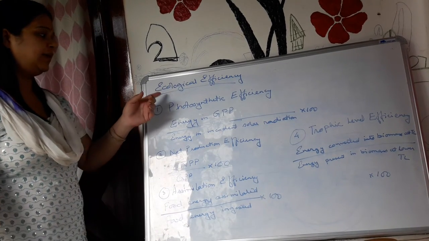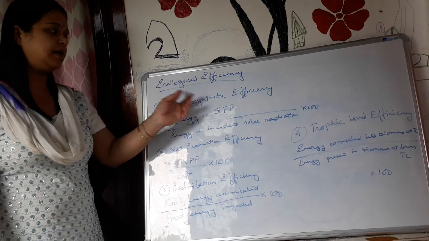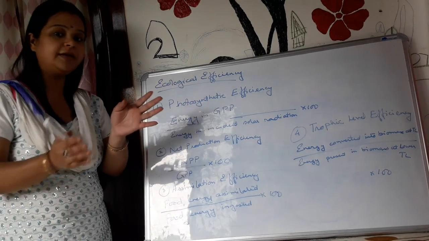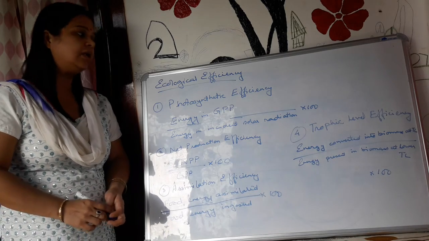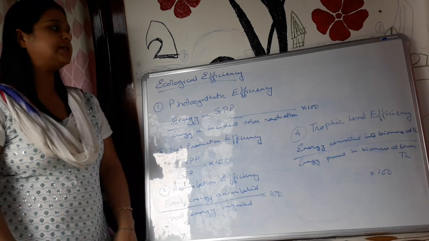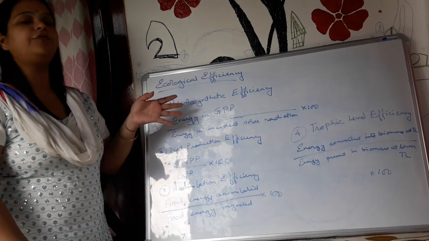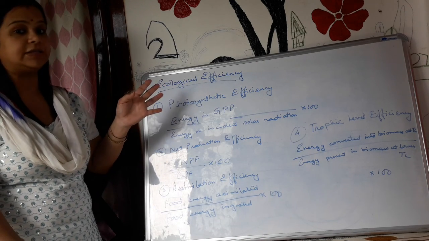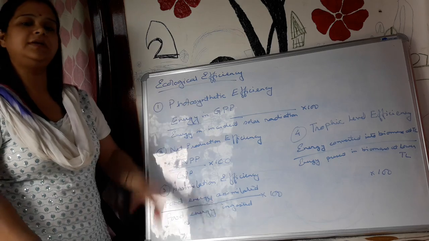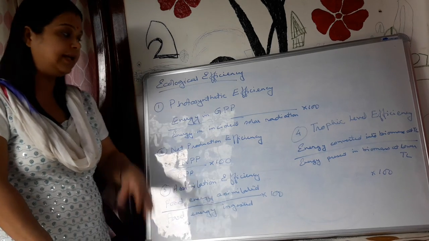Okay. So the next topic, again, ecological efficiency. Now after the ecological pyramids, we have to study the ecological efficiency. Now what is ecological efficiency? It is actually the ratio of output to input of energy according to the flow of energy in an ecosystem. Okay, that particular ratio is known as the ecological efficiency.